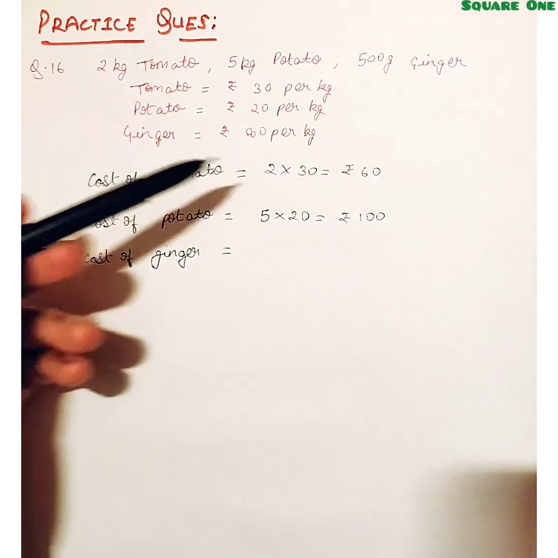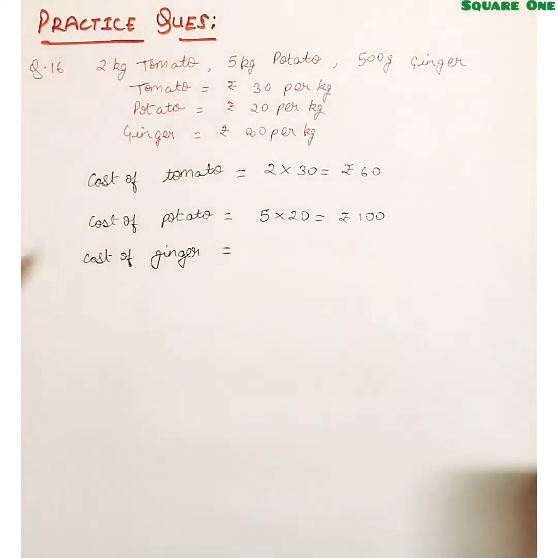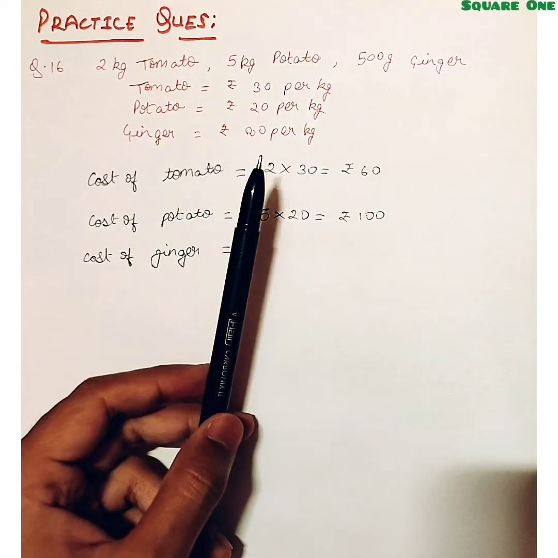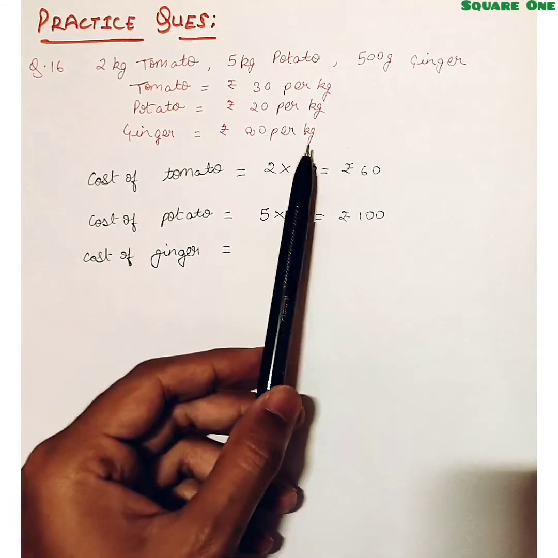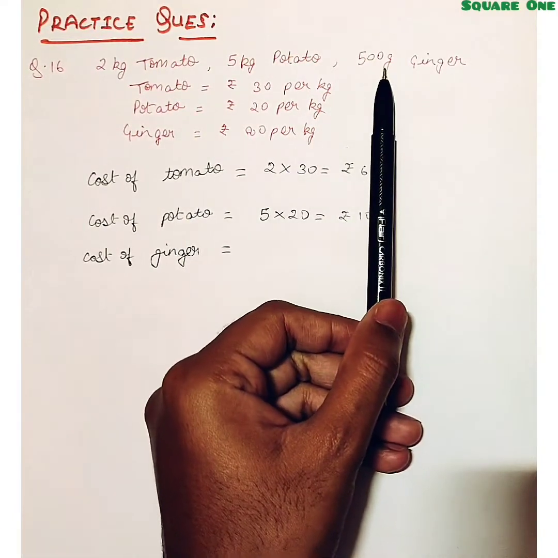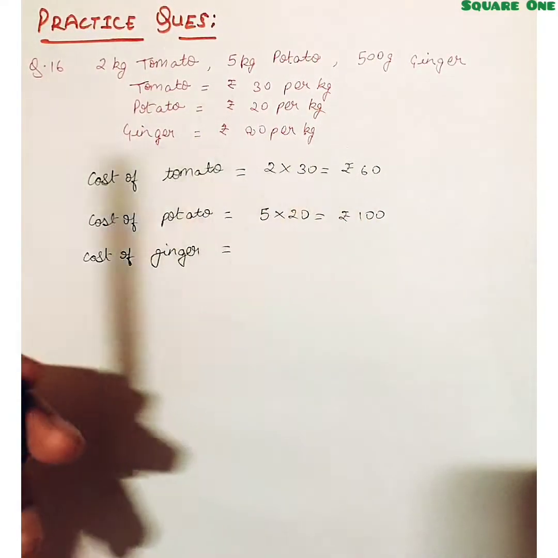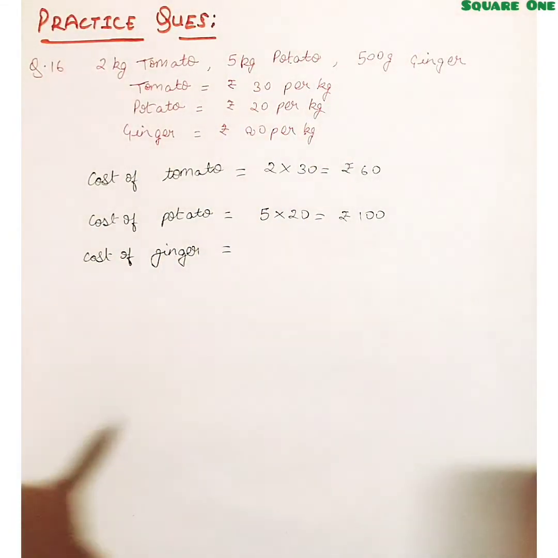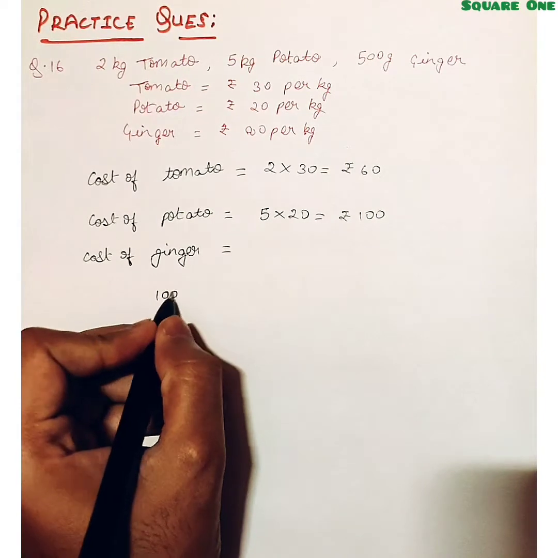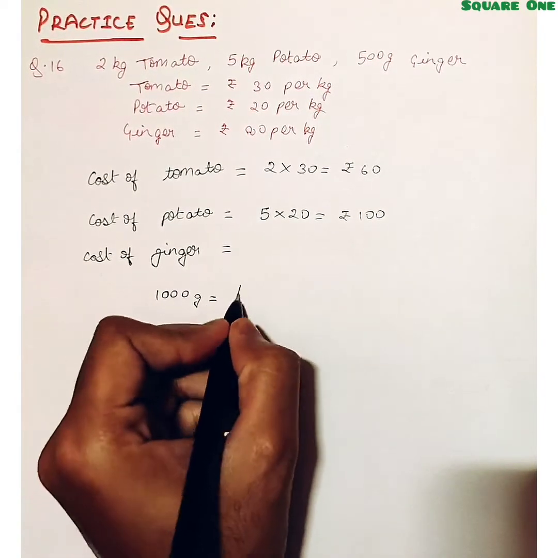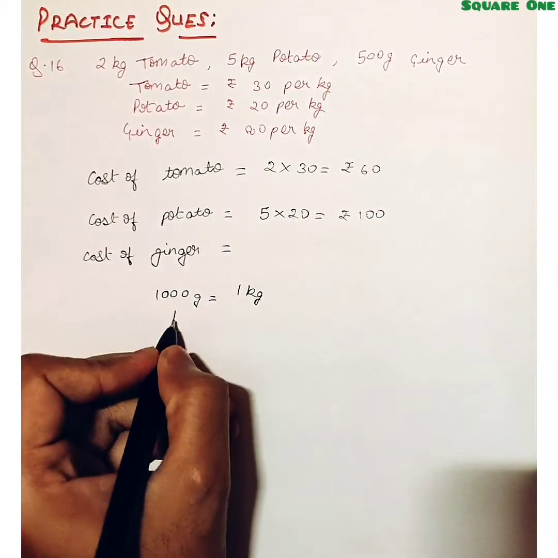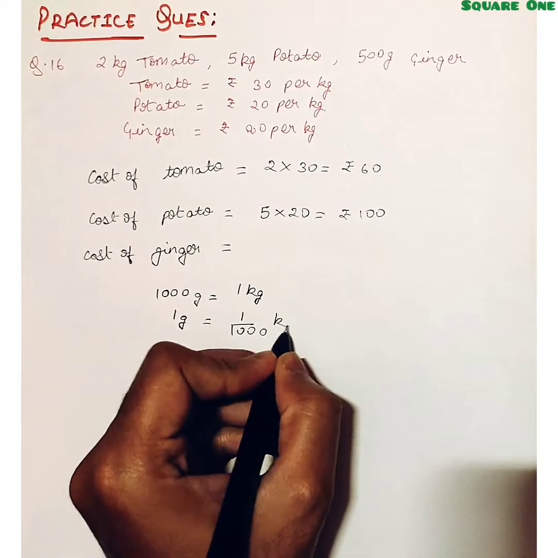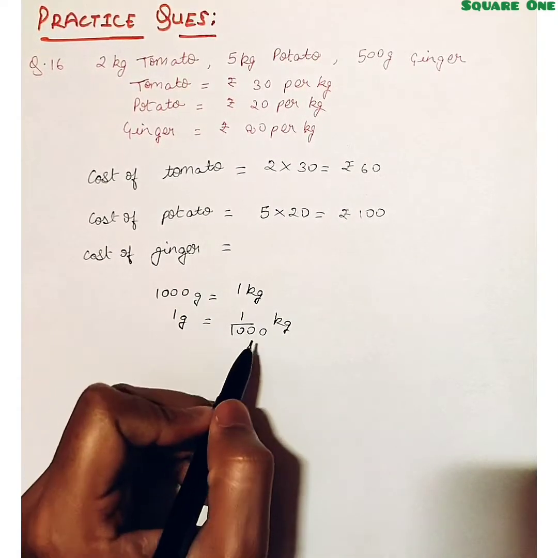And cost of ginger will be, now we have to find the cost of 500 gram ginger, and the cost of ginger is given as rupees 80 per kg. It is given in kg and here we have gram. So what do we do? We studied conversion in the previous video. Now let us convert this gram into kg. We know that 1000 gram is equal to 1 kg, and 1 gram is equal to 1 upon 1000 kg. We have sent this 1000 in division.